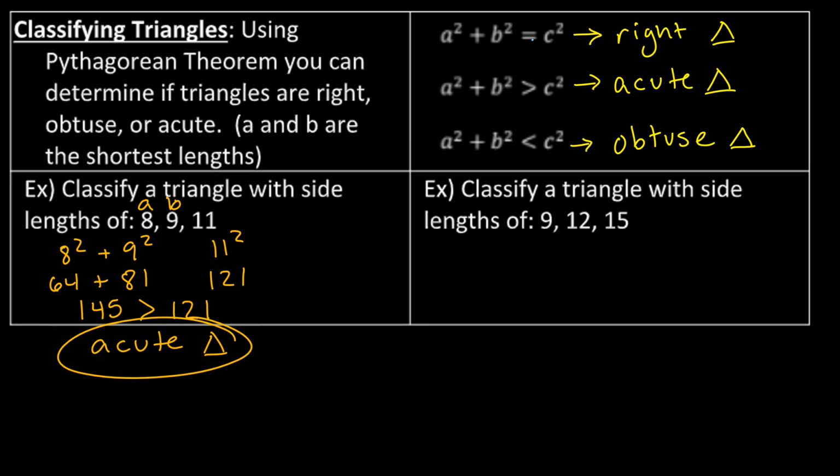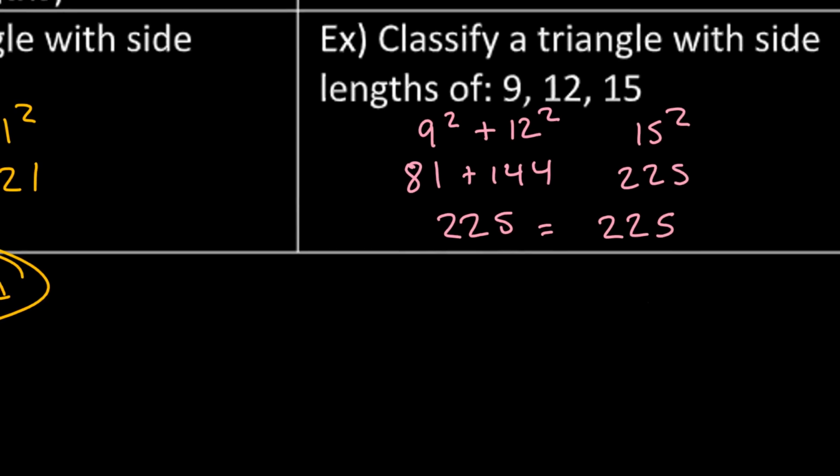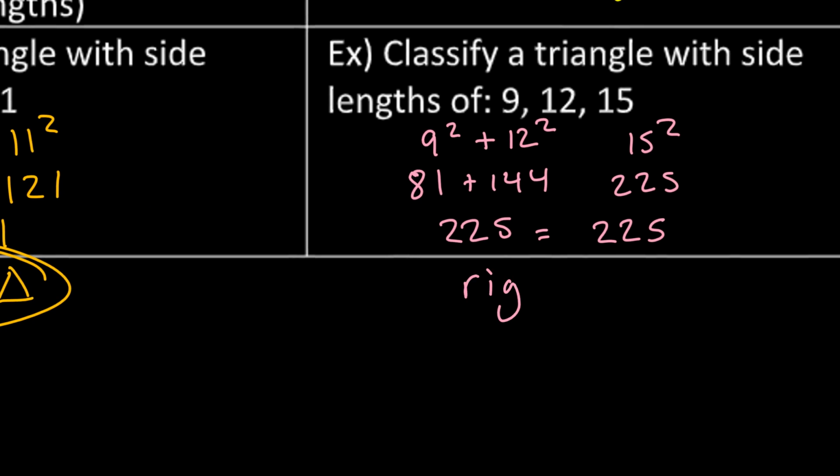You guys try the second example. So, what type of triangle do you think this is, Brandon? Right triangle. Yes. Why is it a right triangle? Yeah. 9 squared plus 12 squared, that's 81 plus 144, that's 225. And 15 squared is 225. So the only thing that satisfies the Pythagorean theorem is a right triangle. Any questions?